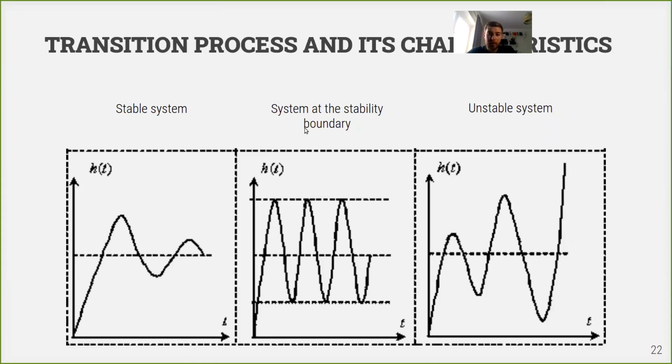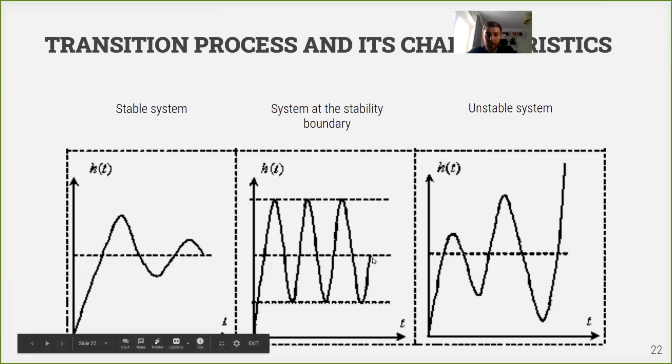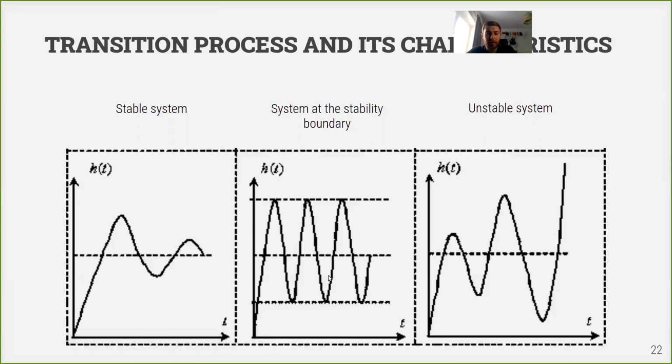And there are also systems at the stability boundary. You can see that in such systems, oscillations do not become bigger, so there is no growing oscillation amplitude, but they also do not become smaller, so we are not reaching a stable state. And there are real systems working on this stability boundary. Sometimes it's just needed in our control problems. And again, any electric motor can be pushed to this state.